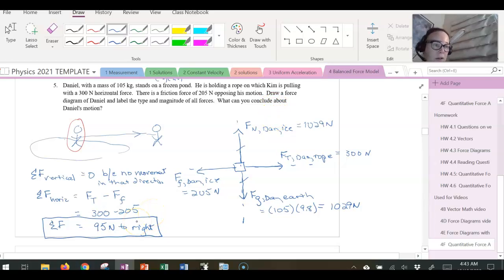And since there is a net force, I know that Dan's velocity is changing, because the net force is not 0. And I can even be more specific than that. Dan's velocity is to the right, and because the net force is to the right, acceleration is also to the right. When the acceleration and velocity vectors point in the same direction, the object speeds up. So Dan is speeding up as he moves to the right.